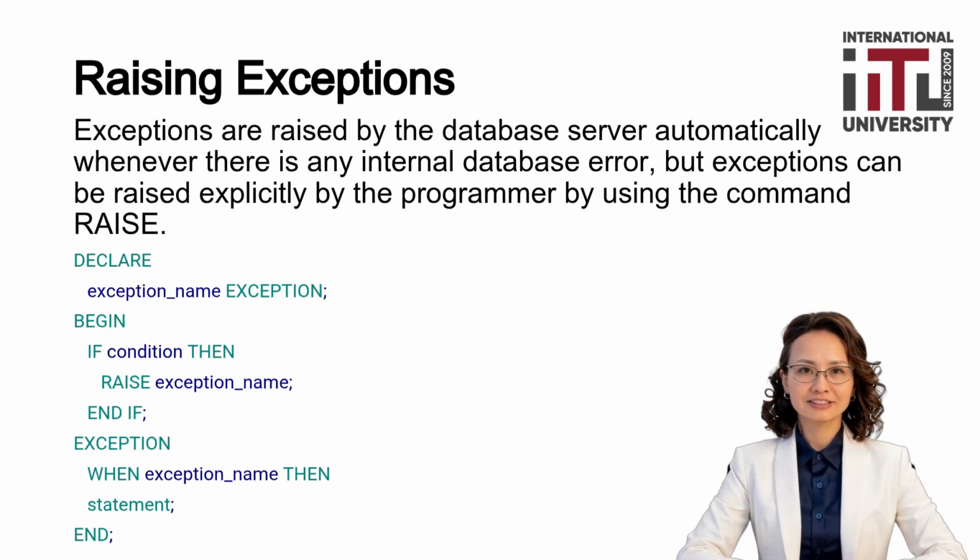Exceptions in databases are triggered automatically by the server during internal errors. Programmers can also explicitly raise exceptions using the RAISE command. The process involves declaring an exception, checking a condition, and raising the exception if the condition is met. Handling is done in the exception block.